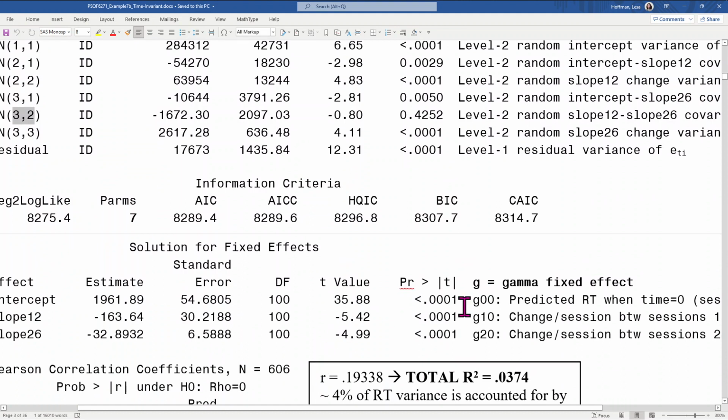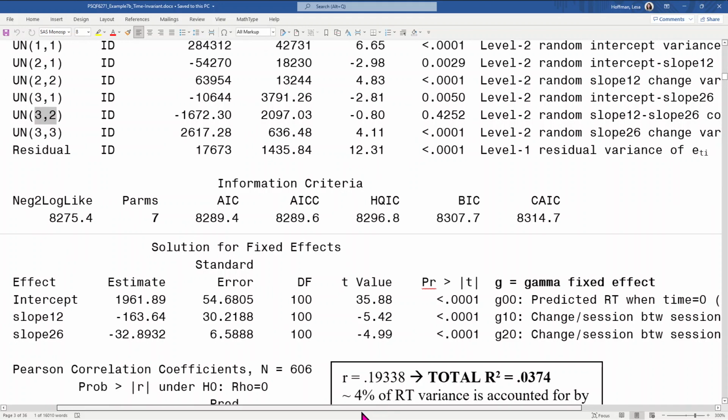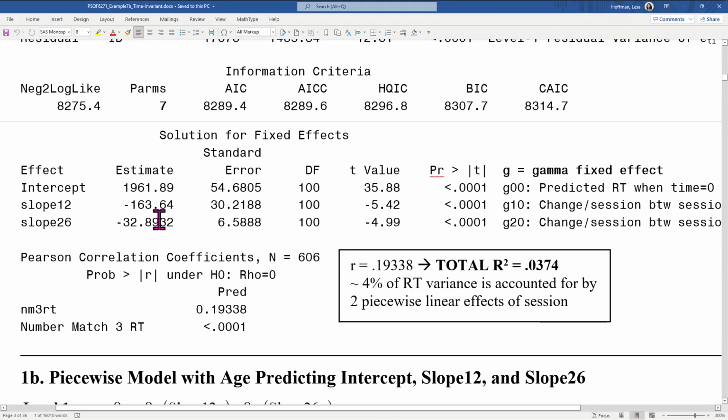Likewise, fixed effects, I have them labeled here as to which fixed effect that line of output is referring to. So the intercept then is the predicted outcome when time equals 0. Given my piecewise coding scheme, the predicted outcome at time 0 is at session 1. So at the first occasion, response time to this task is about 1962 milliseconds. From there is a change of minus 163 milliseconds on average to go from session 1 to session 2.